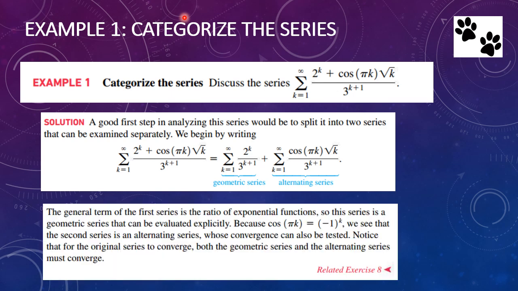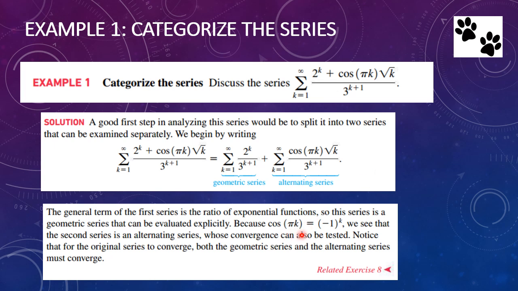The general term of the first series is the ratio of exponential functions. So this one we can evaluate explicitly. What happens to this basically rational expression of exponential functions as k goes to infinity?